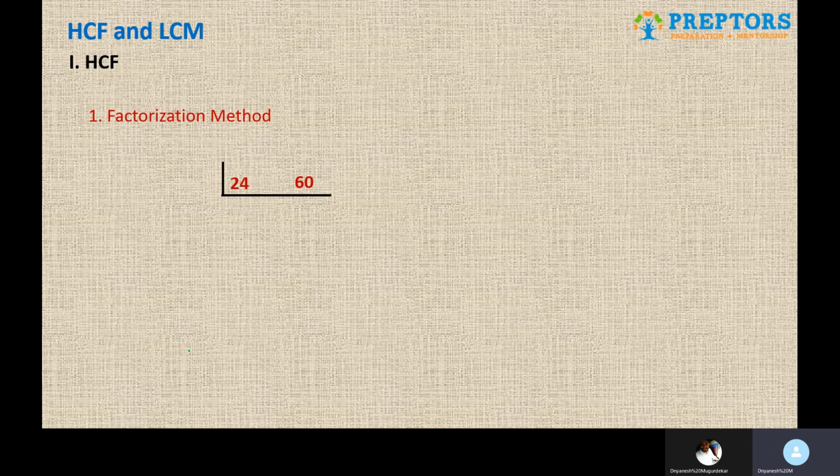So let's suppose we divide these two numbers by 2, then we are left with 12 and 30. Then we can divide again by 2, and we will be left with 6 and 15, and then eventually we can divide both these numbers by 3, and when we divide by 3 we are left with 2 and 5. I hope you realize that now these two numbers, 2 and 5, are not divisible by the same number, and hence this is where we will stop.